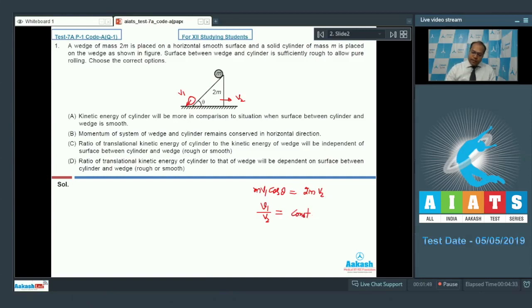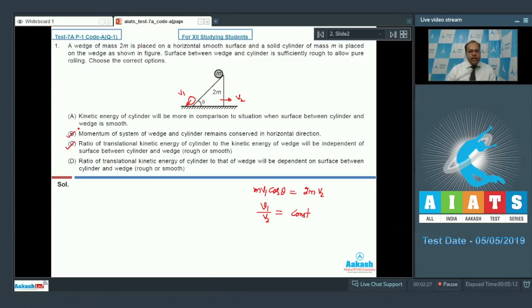Now if I calculate this ratio when the surface is smooth, or when the surface is rough, the ratio comes out to be the same. So we can say that the ratio of the translational kinetic energy of the cylinder to the kinetic energy of the wedge will be independent of the surface between cylinder and wedge. So option C is correct. Option B is also correct, as we have applied the equation of conservation of linear momentum in the x direction.